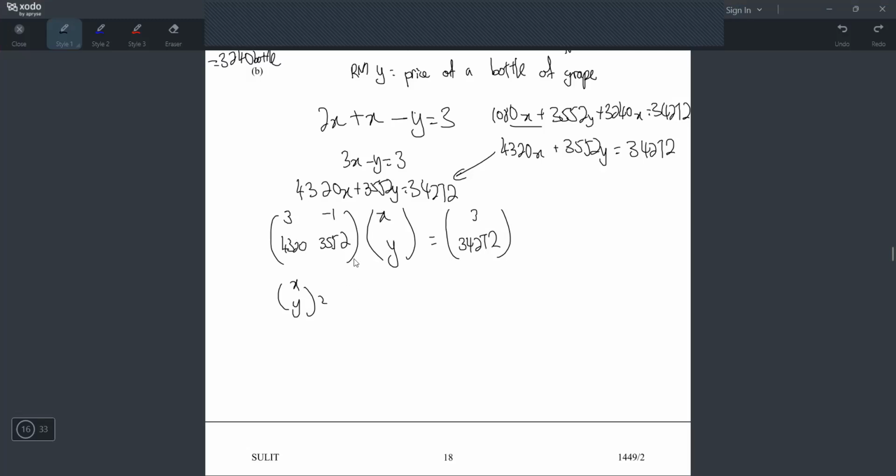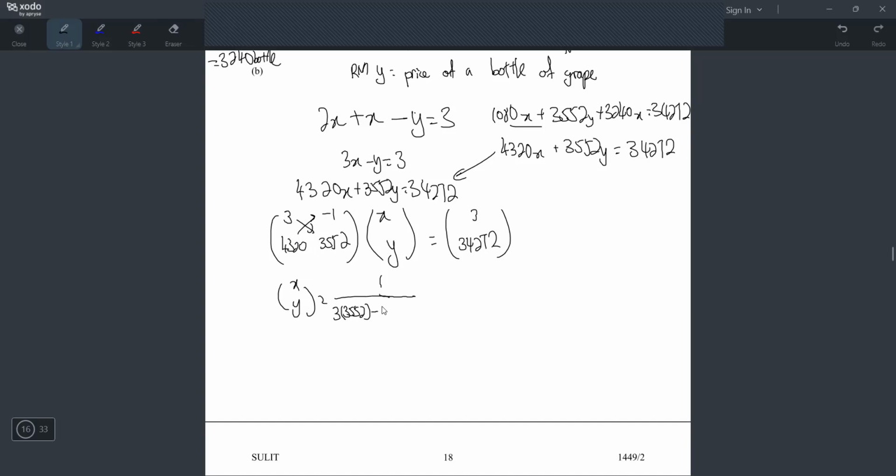So what happens is you have to find the inverse of this, and how to find the inverse? 1 over cross-multiplication. So cross-multiply, 3 times 3552. Just write it down, 3 times 3552, and then minus. Don't ask me why minus, because that's the formula. So what's the formula? 1 over cross-multiply, and then minus, and then cross-multiply. So 4320 minus times -1.